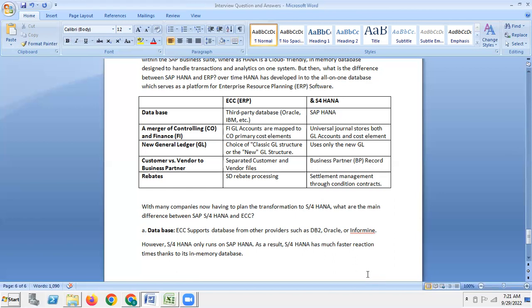Okay, next, as a result, S/4HANA has much faster reaction times thanks to its in-memory database. We need to say thanks to our database. Okay, next difference: a merger of controlling CO and finance FI.